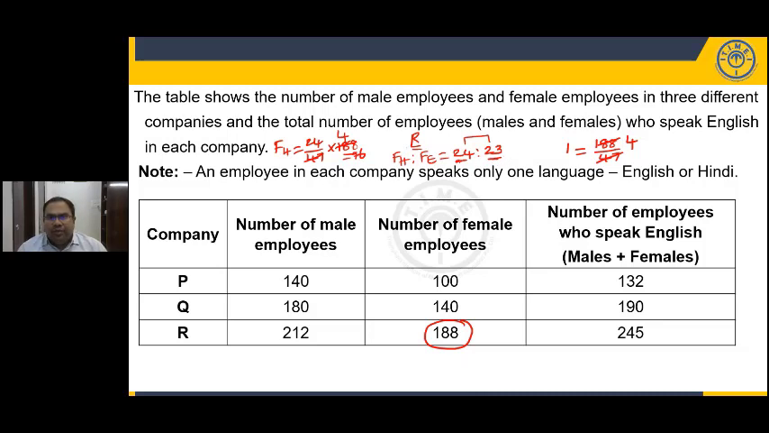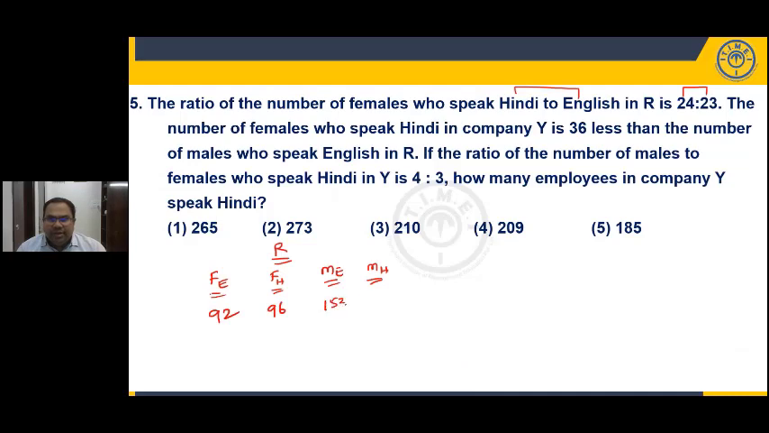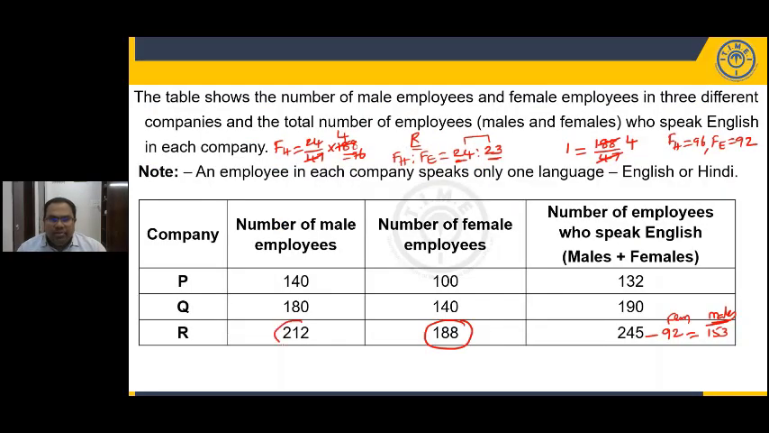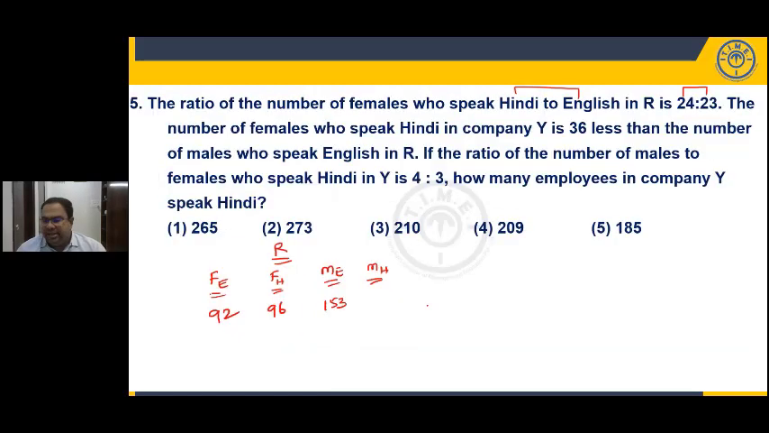Now here, you know, females English 92, females Hindi 96. When you know total English in R, males and females 245, 92 are females. Subtract, 153 are males who speak English. So males English 153. What are total males? Males are 212. So 212 subtract 153. 59 are males who speak Hindi. Males Hindi 59.